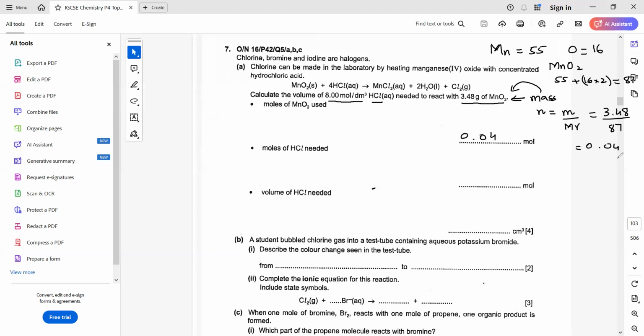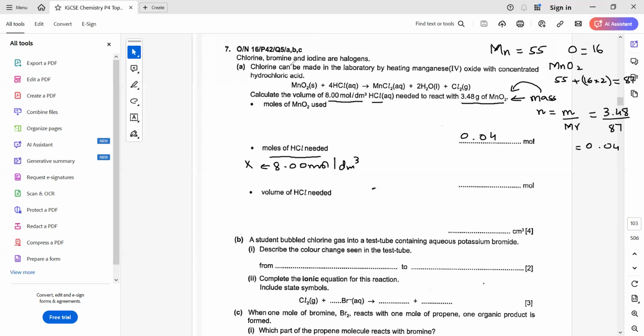So is this understood? All of you guys? Yes, sir. That's nice. That's really good. Now, this is moles of MnO2. Now we need moles of HCl. Since I have 8.00 moles per liter HCl, but I don't have volume, I cannot use this information to find out moles of HCl. How do I figure that out?